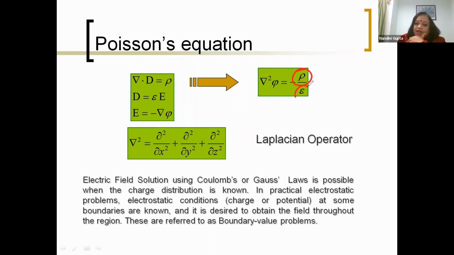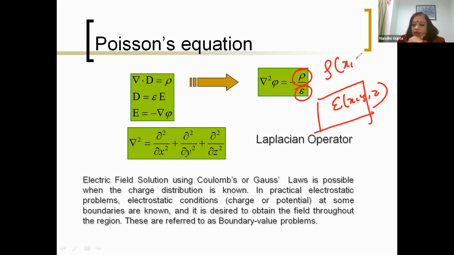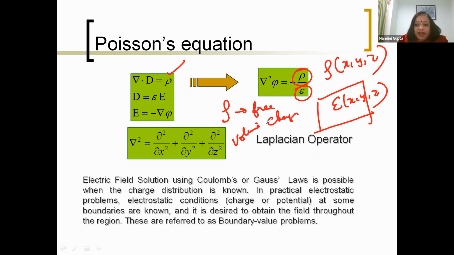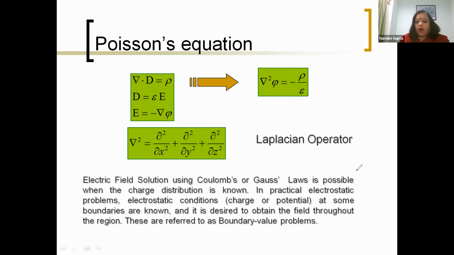Now, what is this rho? Epsilon is the permittivity of a medium. So let us imagine that you have a medium, and in this medium you have epsilon. Epsilon can also be a function of x, y, z. What is rho? Rho is charge density. Rho can also be a function of x, y, z. But one important thing you need to remember is that rho is free charge, because Gauss's law corresponds to free charge, and this free charge is the volume charge, the free charge in the volume. Why am I stressing on this?